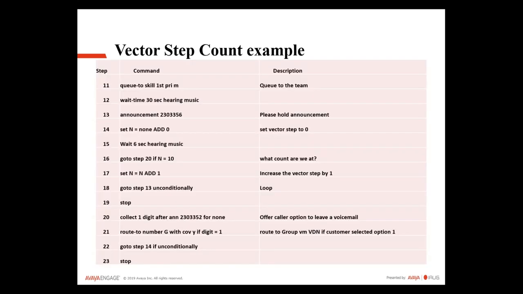So we're going to set n at the top of the vector to 0. Then at this step, we're going to check and see, does step count equal 10? Are we at 10 yet? If we're not, we're going to take n and add 1 to it. And then we're going to go through again and say, okay, add 1, and every time we add 1, it's going to come up to 10. If it comes up to 10, then we're going to send it off to voicemail directly, or give them the announcement to offer voicemail.